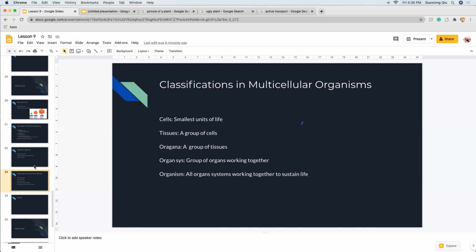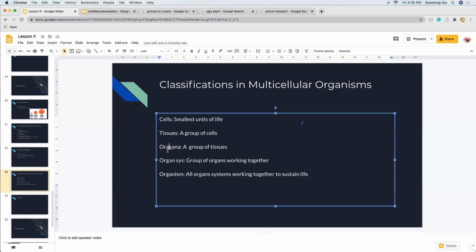Now, classifications in multicellular organisms. First up, as I said before in cell theory, cells are the smallest units of life. And then when cells group together, a group of similar cells, they band together, they are referred to as tissues. So you might have heard of tissues in your body. And now a group of tissues, so let's say a bunch of liver tissue, they combine.